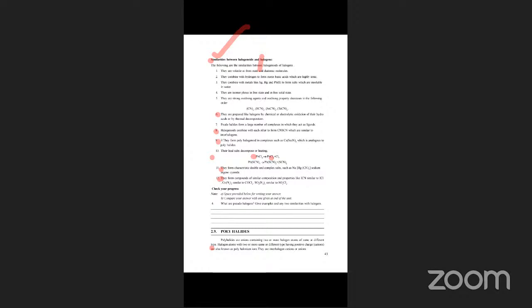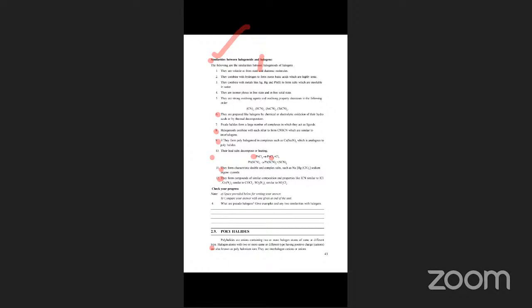See, polyhalide anions contain two or more halogen atoms that are the same or different. Cl, Cl, or Cl, Br, or Br, F. They can be two the same, or two different types.